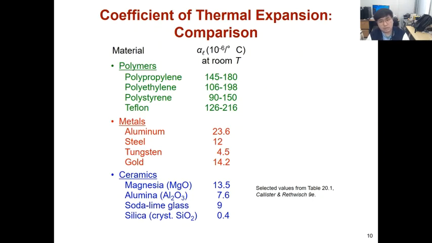Let's go to the next. In here, let's compare various materials. The thermal expansion coefficient of polymers shows a few hundred per Celsius or Kelvin, but metals or ceramics show very small thermal expansion. It is because the plus and minus ions in the ceramic structure strongly attract each other. That means the attractive force is very large, and the repulsive interaction is also very large.